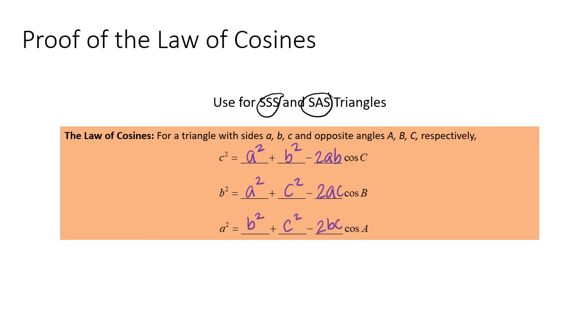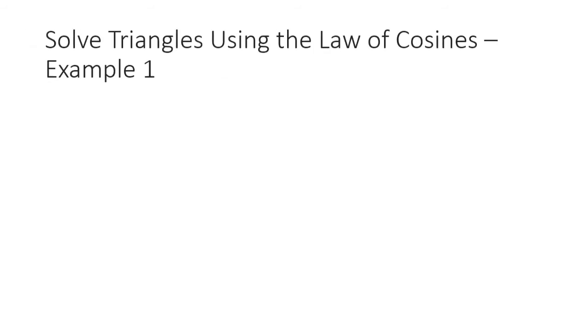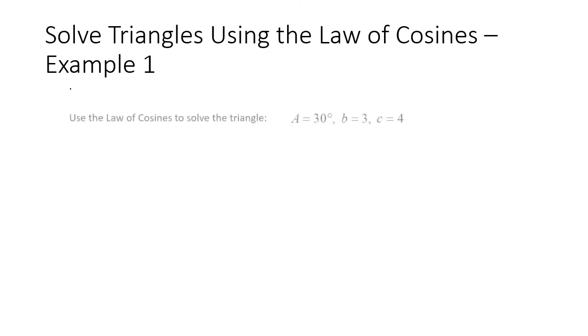Okay, so whenever you have triangles where it's not a right triangle and you're given only three sides or two sides and the angle in between those two sides, we're going to use the law of cosines. All right, so let's put the law of cosines in action.